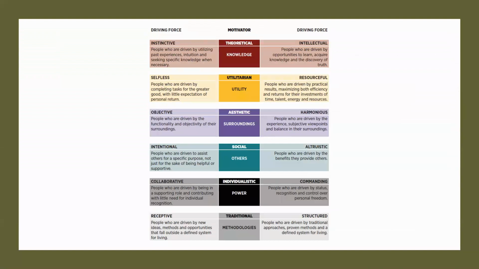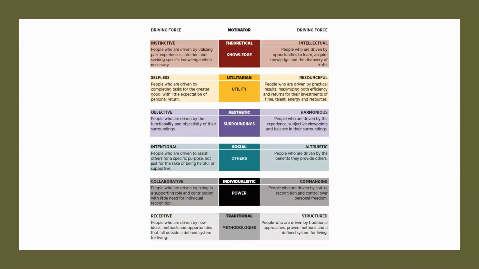Now, this slide really illustrates the two sides of each one of these primary motivators. So the motivator, you'll see it in the middle. We just talked about them: theoretical, utilitarian, aesthetic, social, individualistic, and traditional. Now, the driving forces on the left or the right are based upon each of these 6 keywords, and they each represent a level of drive from the concept of the motivator keyword. For example, the theoretical keyword is knowledge. Remember, we talked about the search for knowledge, the thirst for knowledge, right?